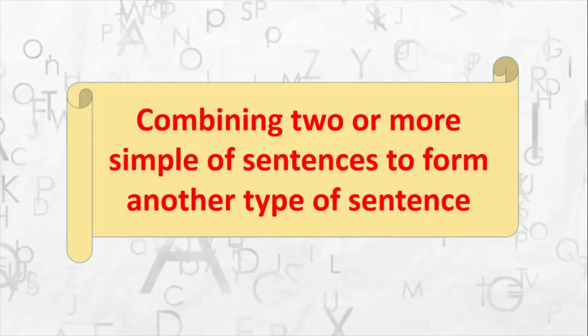Now, let's take one more look at the idea of how you combine two or more simple sentences to form another type of sentence. So how is it done? You combine two simple sentences to make one new simple sentence, you combine two simple sentences to make a compound sentence, or you combine two simple sentences to make a complex sentence. So these are the three different things that you can do in synthesis. Come on, let us try and see how they are done. Each one of them we will take separately.